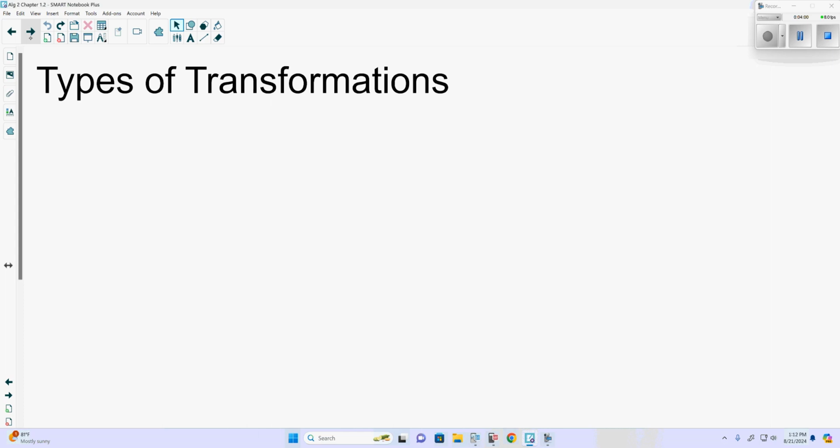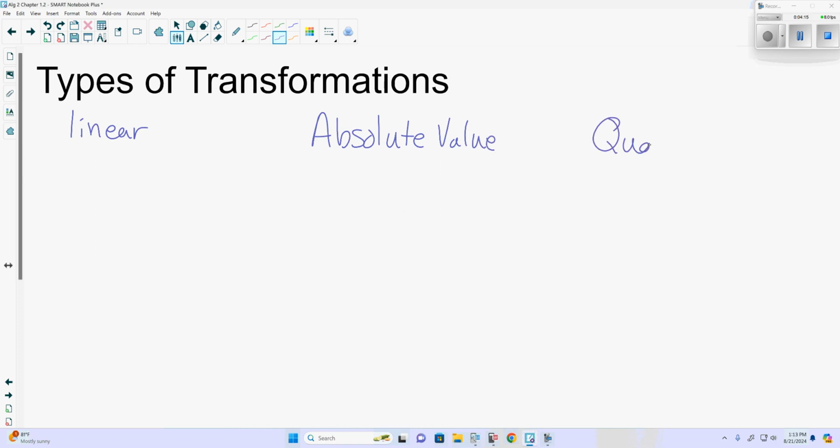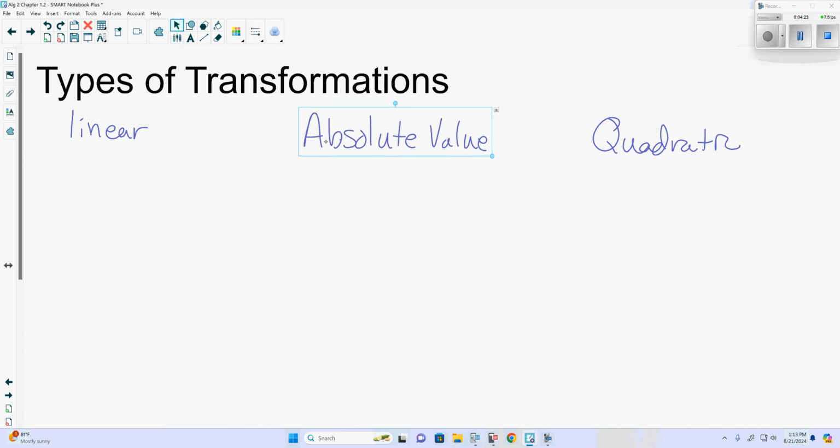Now, linear. Absolute value. Quadratic. These are the 3 main ones we're going to look at. Okay.